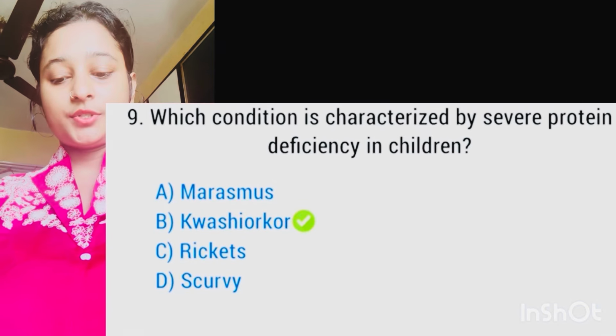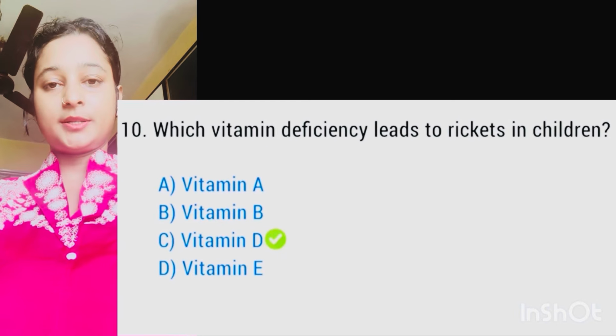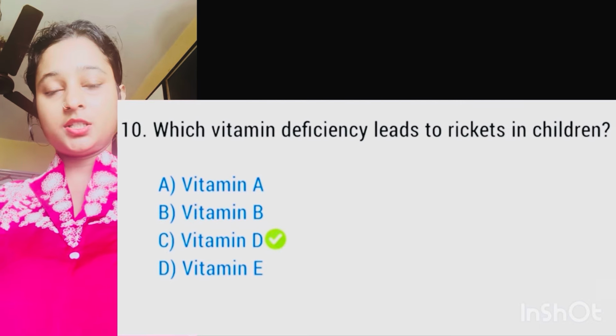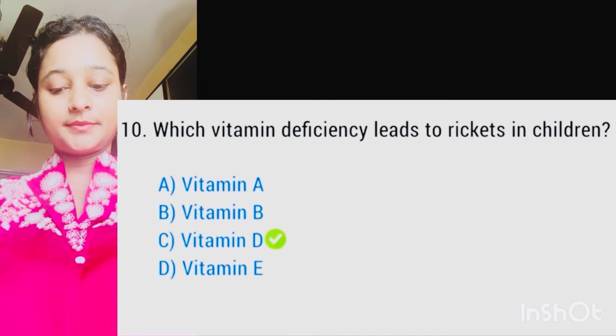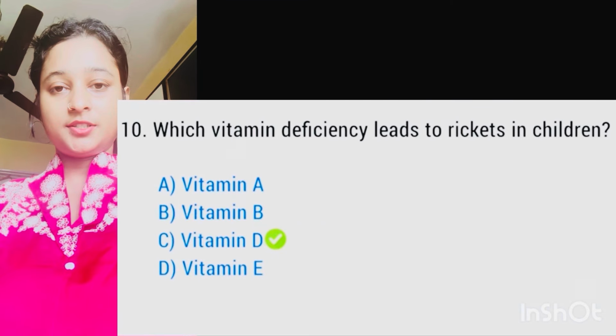Here correct option is option B, kwashiorkor. Question number 10. Which vitamin deficiency lead to rickets in children? Here correct option is option C, vitamin D.